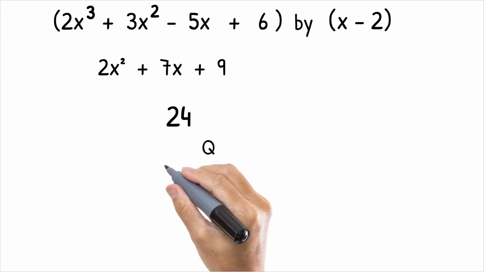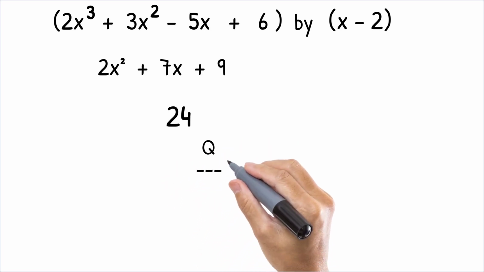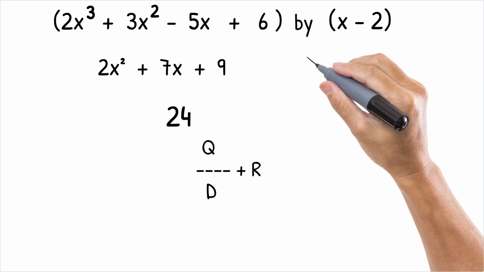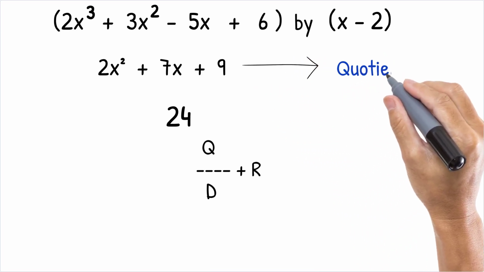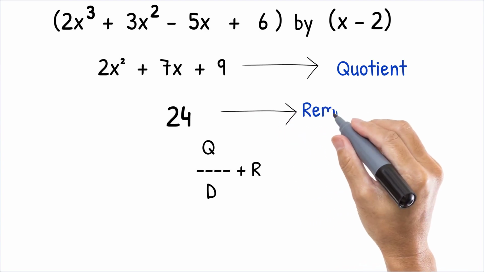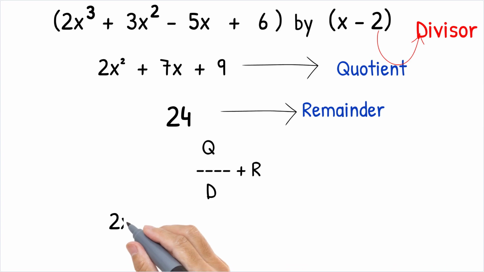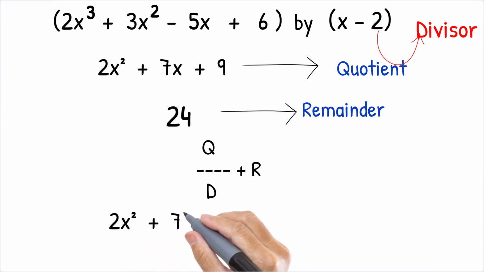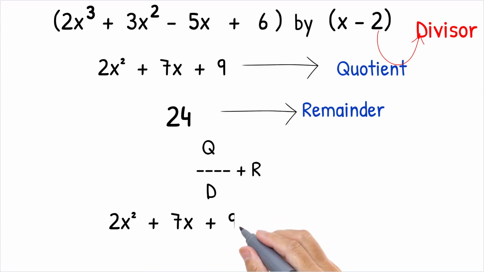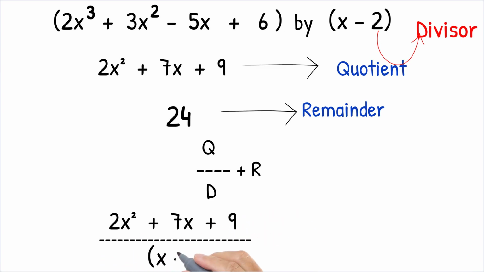The answer is represented in this form: quotient over divisor plus remainder. For this example, this is the quotient, this is the remainder, and this is the divisor. Hence, we can write the answer as (2x squared plus 7x plus 9) over (x minus 2) plus 24.